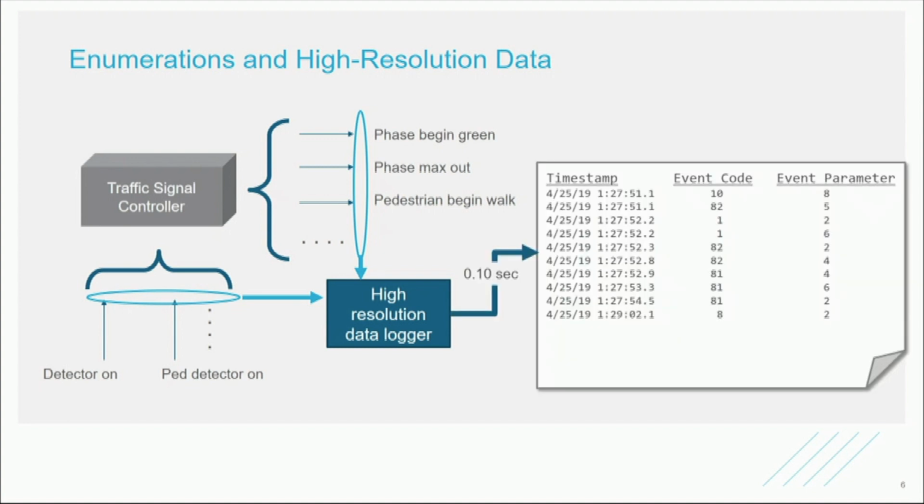And every 1/10 of a second, it's written to basically a text file. In that data file you can see there's a timestamp, an event code, and an event parameter. The event codes are called enumerations, so every one of those individual inputs and outputs has a number, and that's coded. The event parameter is like where, on what approach, what phase did that happen to? We'll talk about phases in a second. What ATSPM then does is take that table and turn it into human readable reports and graphs.